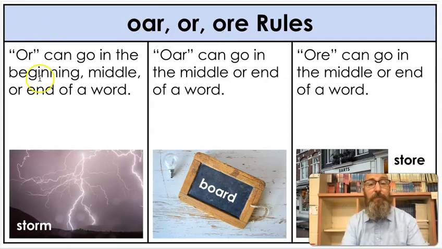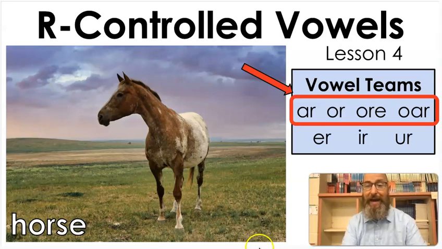Or. So there are some basic rules, or basic most common uses, for these different spellings of the or sound. OR can go in the beginning, middle, or end of a word. OAR can go in the middle or end of a word, unless it's a word by itself, which it is, like a paddle. And ORE can go in the middle or end of a word, which means if you hear it in a word, it could be any of those three spellings unless it's at the beginning, and then it's probably OR at that point in time. But what this does let you know is when you see it in a word, you know what sound it probably makes.